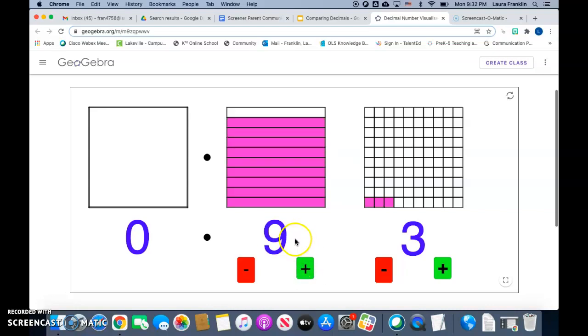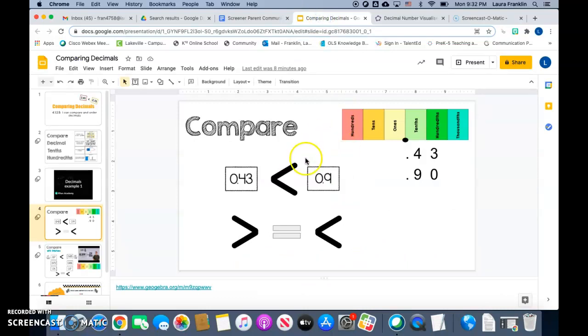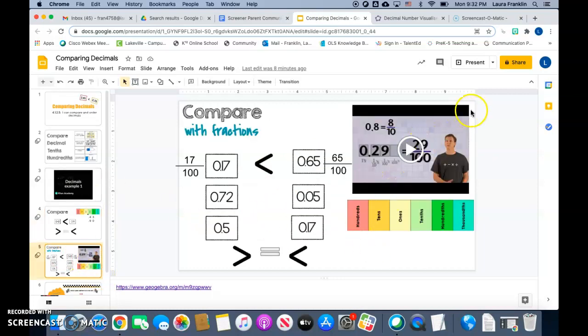Here we have 9 tenths. Now we need to have 0 hundredths. Still, which number fills more? We can go back to our 43 hundredths. You can see clearly that 90 was greater than 43. Let's continue.